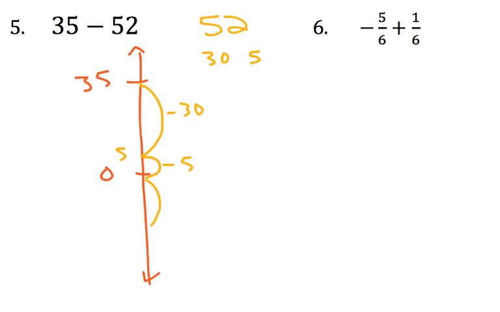Let's go down another 10, which would get us to negative 10. Let's see, so far I've used 45. Let's go down another 5, which would get us to negative 15. And then 30 and 10 is 40, plus the 2 5s is 50. So I'm going to go down 2 more, and that would get us to negative 17.